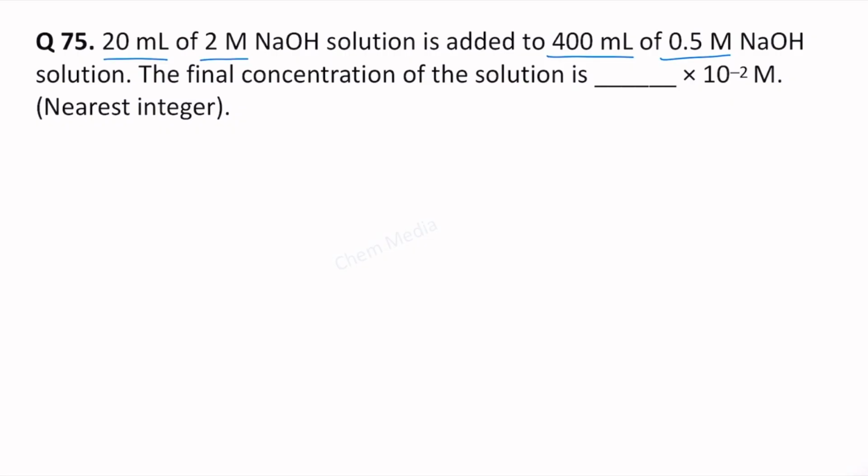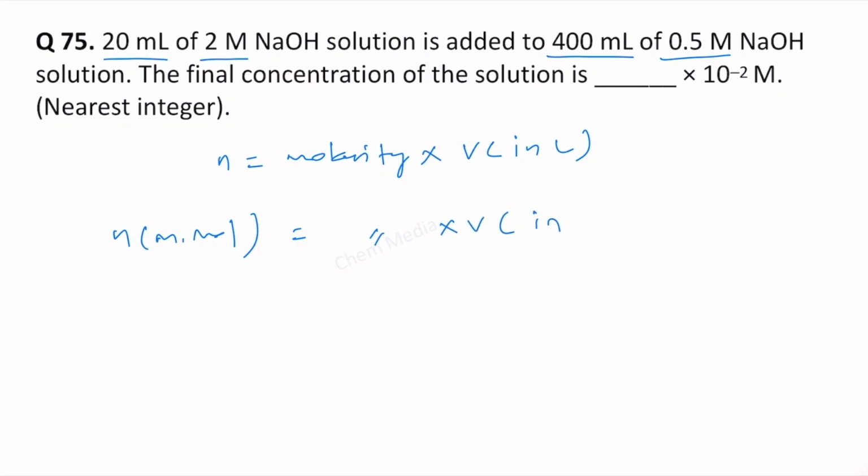final molar concentration. We know that number of moles is equal to molarity times volume in liter. Here the volume information is given in milliliters, therefore the number of moles that we calculate are actually millimoles. Therefore this is equal to molarity times volume in milliliter. We have two different solutions, therefore n1 plus n2 is equal to M1 times V1 plus M2 times V2.